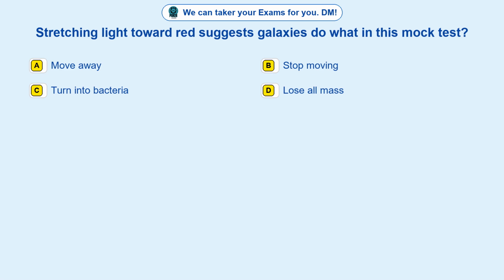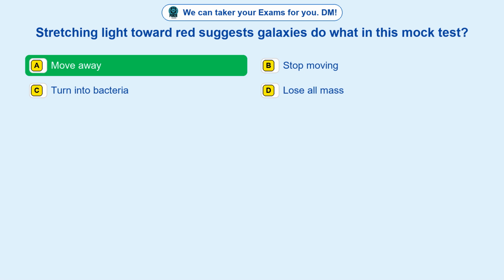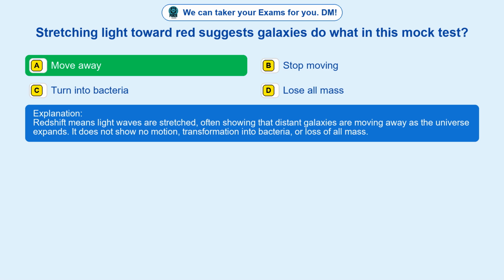Question 94. Stretching light toward red suggests galaxies do what in this mock test? Option A, move away. Option B, stop moving. Option C, turn into bacteria. Option D, lose all mass. The correct answer is option A. Move away. Redshift means light waves are stretched, often showing that distant galaxies are moving away as the universe expands. It does not show no motion, transformation into bacteria, or loss of all mass.